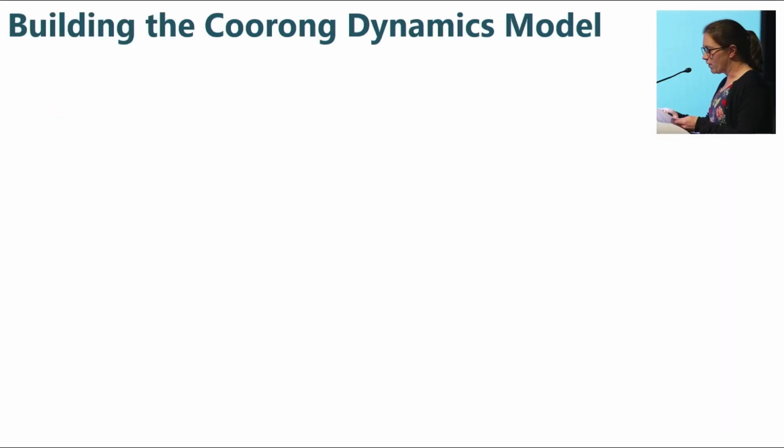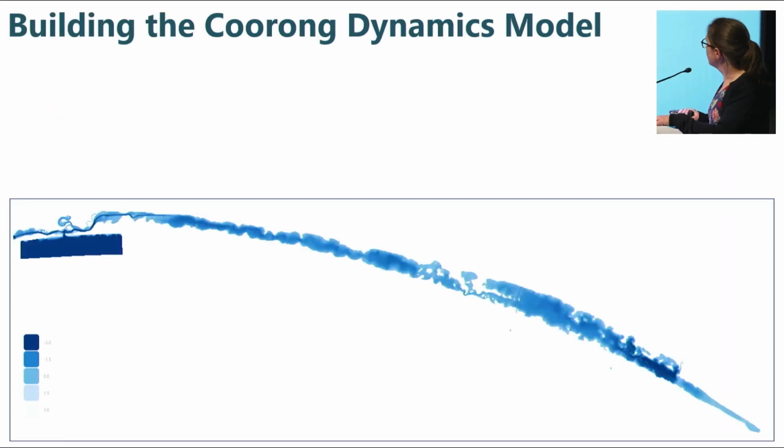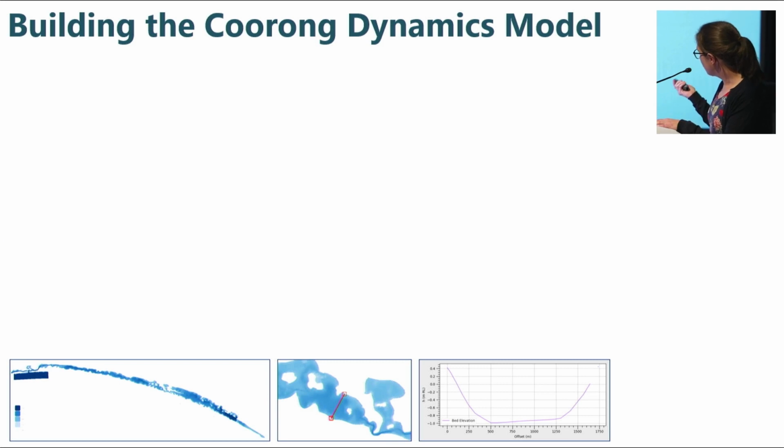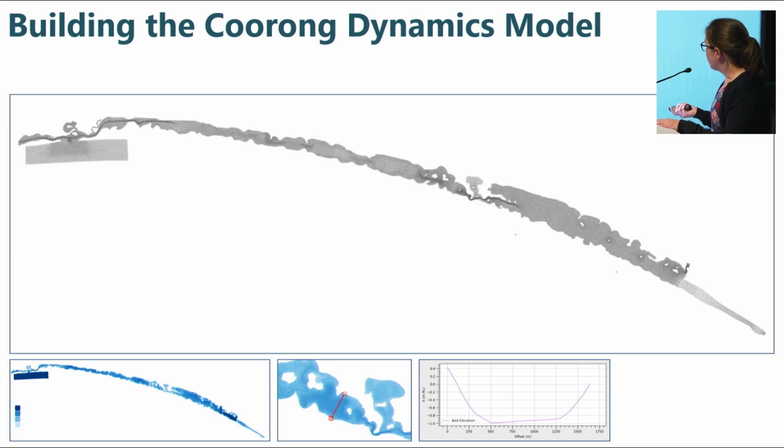So in terms of building the model, as I said, we start with this bathymetry, so the lay of the land. That's a digital elevation model of the Coorong, and over time we've also had targeted bathymetric surveys to define the bed elevation and shape of the Coorong. So you can see there as an example, you can take a cross-section at any point across that and understand what the bed elevation is.